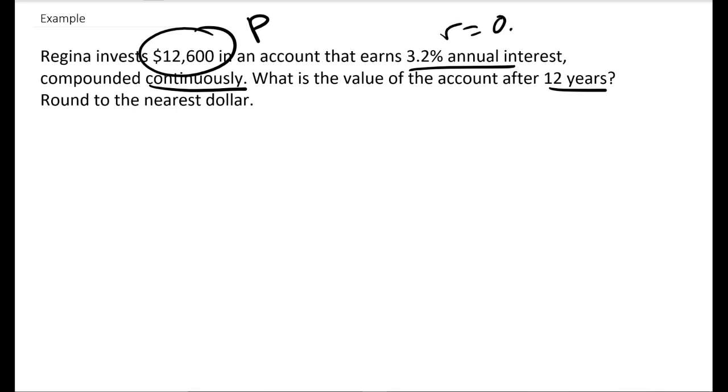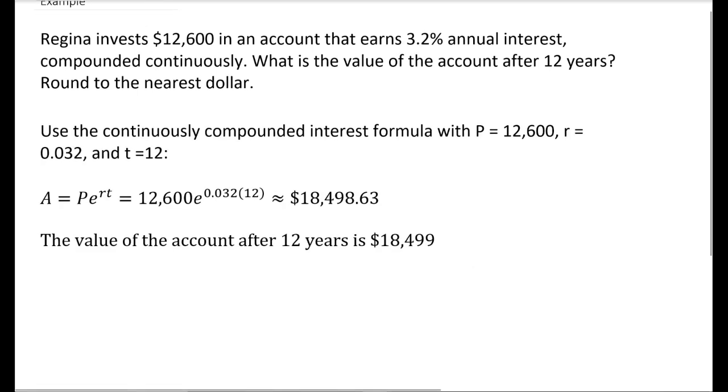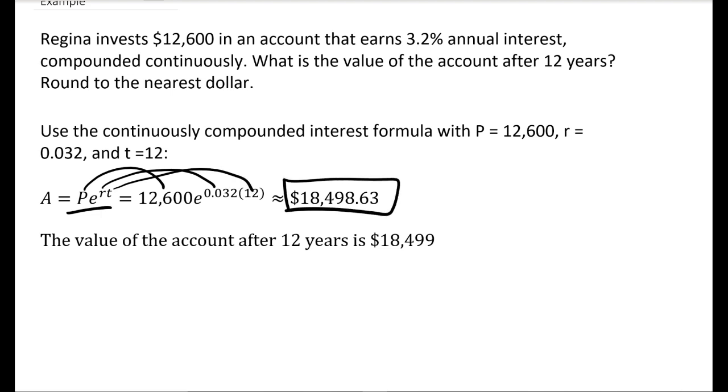So 0.032, we've got to convert that to a decimal, moving the decimal place twice to the left. And then this is clearly going to be our time. So we can plug those into the continuously compounded formula, A equals PERT. So that's our principal, r is our interest rate, and t is our time, which is 12 years. And this is how much we're going to get back. So the value of the account to the nearest dollar is $18,499.